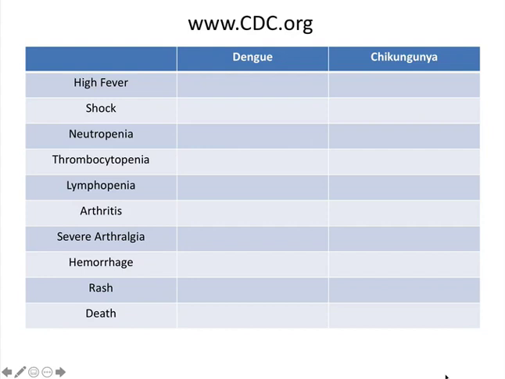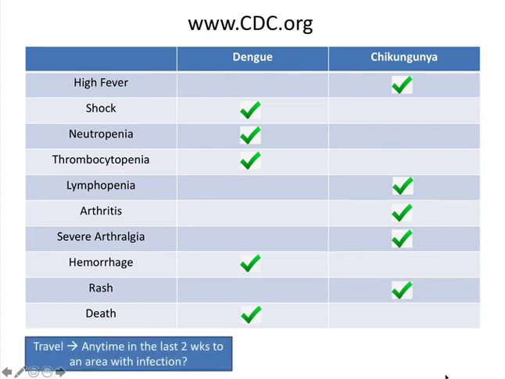And so to compare and contrast dengue and chikungunya, you should know which one has a higher fever: chikungunya. Which one has shock: dengue, especially after having different types of dengue. Neutropenia is more often with dengue, as is thrombocytopenia, whereas lymphopenia is more a chikungunya issue. Arthritis is definitely chikungunya, as is severe arthralgia. Hemorrhage, though, goes back to dengue. Rash: chikungunya. And death goes with that whole shock issue for dengue, which is a bigger problem and a higher risk for death.